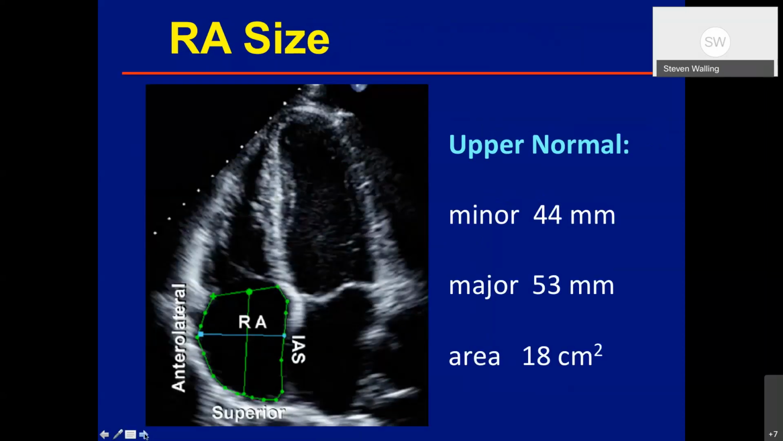Now we switch to the RA. For the RA size, again, we look at ventricular end of systole, when the atrium is in diastole. The minor dimension is 44, the major is 53, and the area is around 18. Usually we use around 20 for the LA, so the RA is slightly smaller compared to the LA, at about 18.